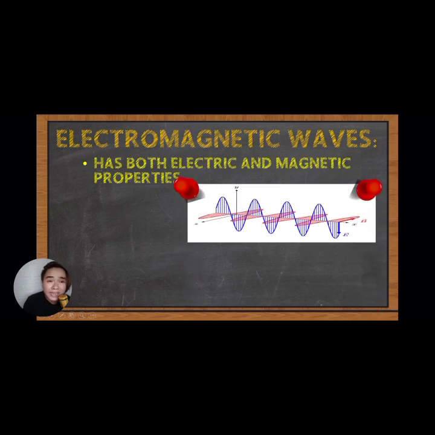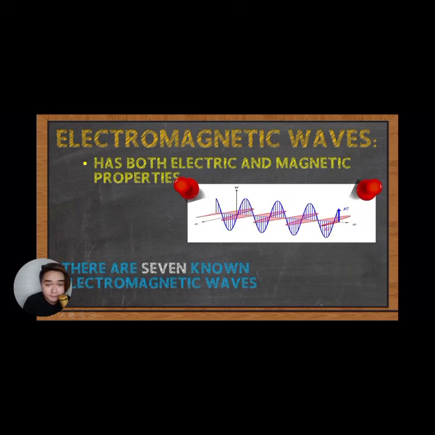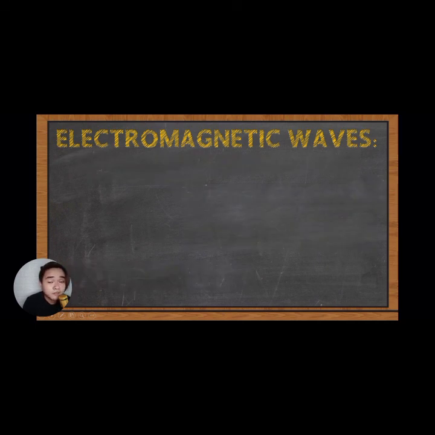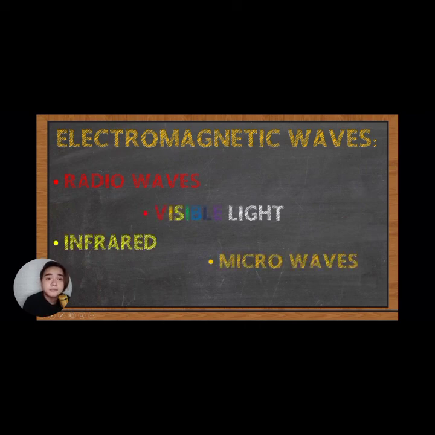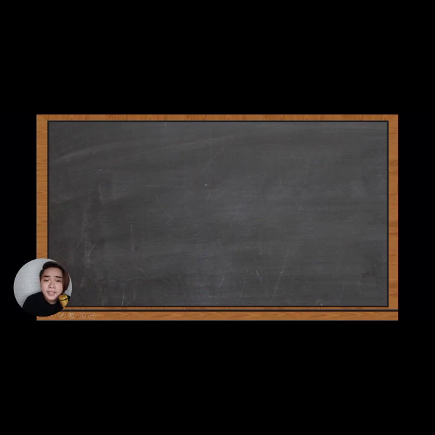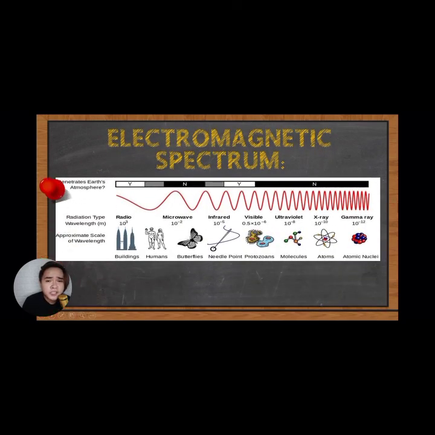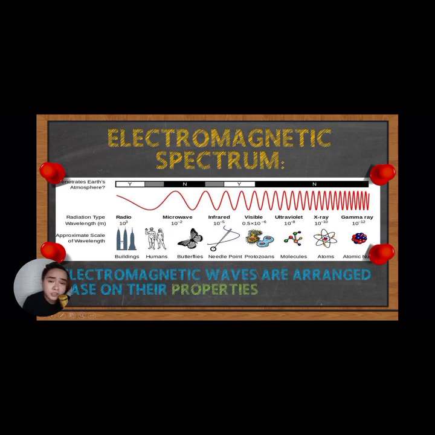Electromagnetic waves have both electric and magnetic properties. There are 7 known electromagnetic waves. They are radio waves, microwaves, infrared, visible light, ultraviolet, X-ray, and gamma rays. These electromagnetic waves are arranged in a certain manner known as the electromagnetic spectrum. The electromagnetic spectrum arranges electromagnetic waves based on their properties.